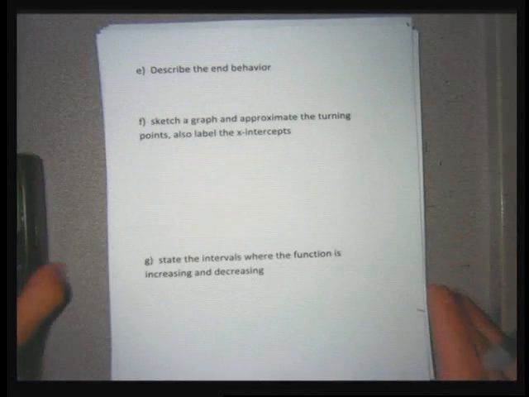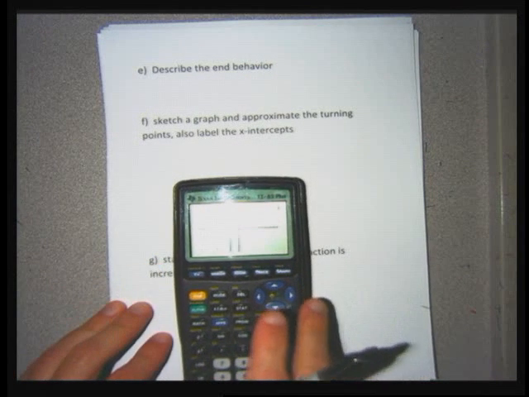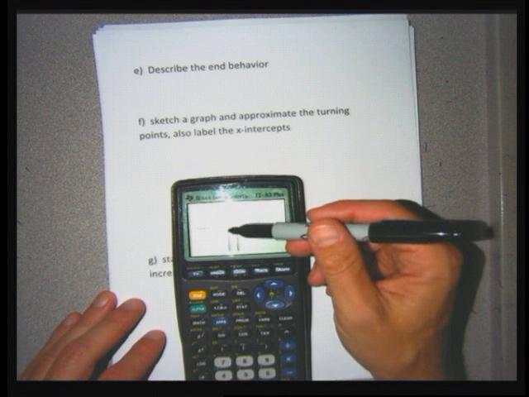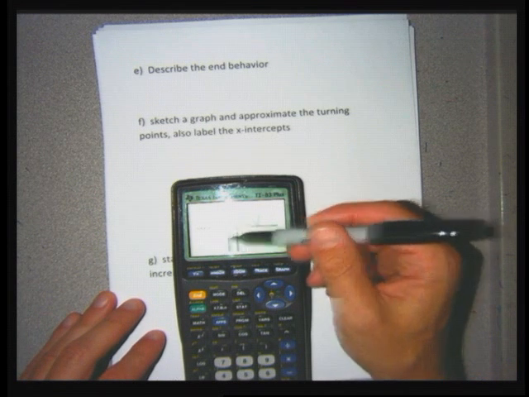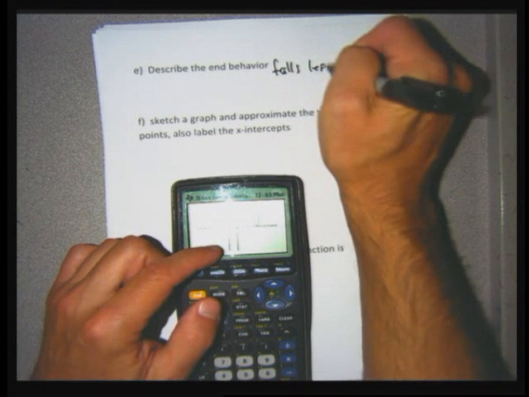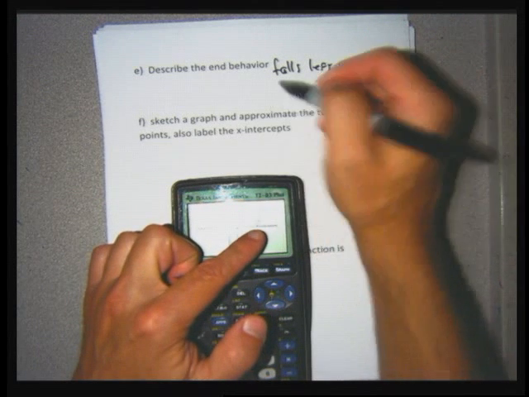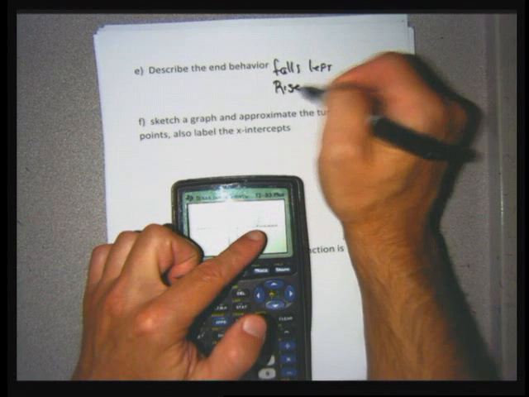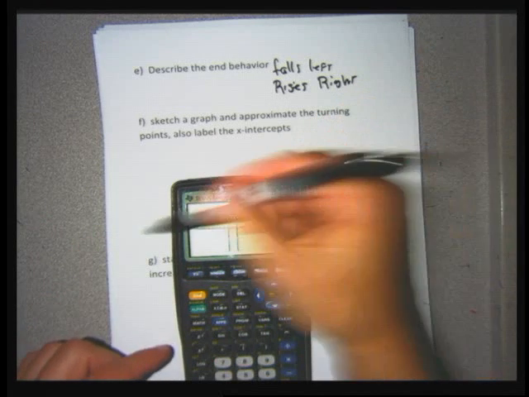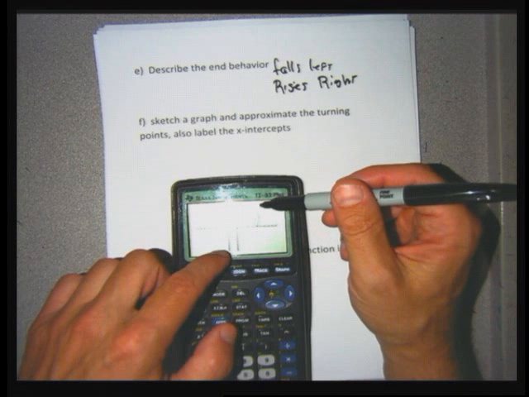Part E wants me to describe the end behavior. I'm just going to steal the end behavior from the graph. I'm not going to do any algebra. I don't have the ultimate best window, but to me it looks like to the left of the y-axis, the graph is going down. So I'm going to say this graph falls to the left, and the very final thing that it does on the right looks like it rises. See how lazy I'm getting. If I'm tracing off to the left edge of the graph, I'm going to wind up going down. If I'm tracing off to the right edge of the graph, I'm going to wind up going up.